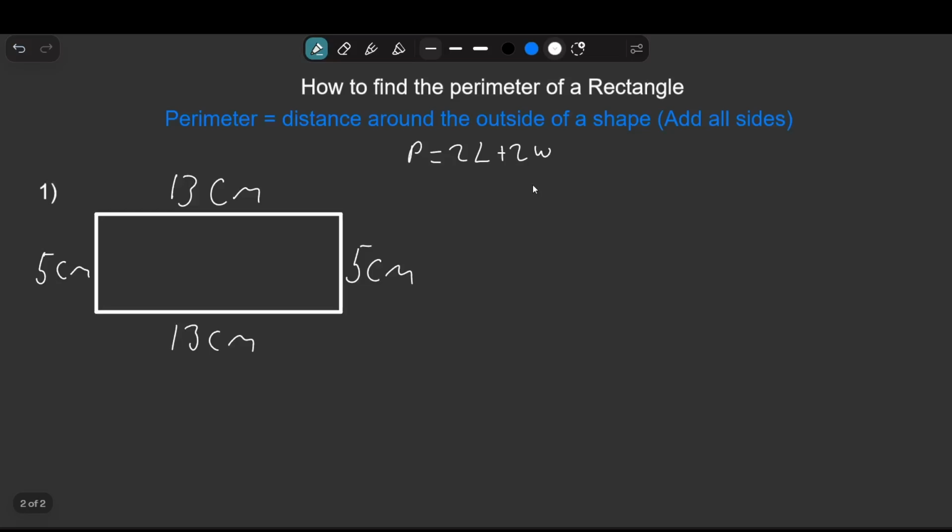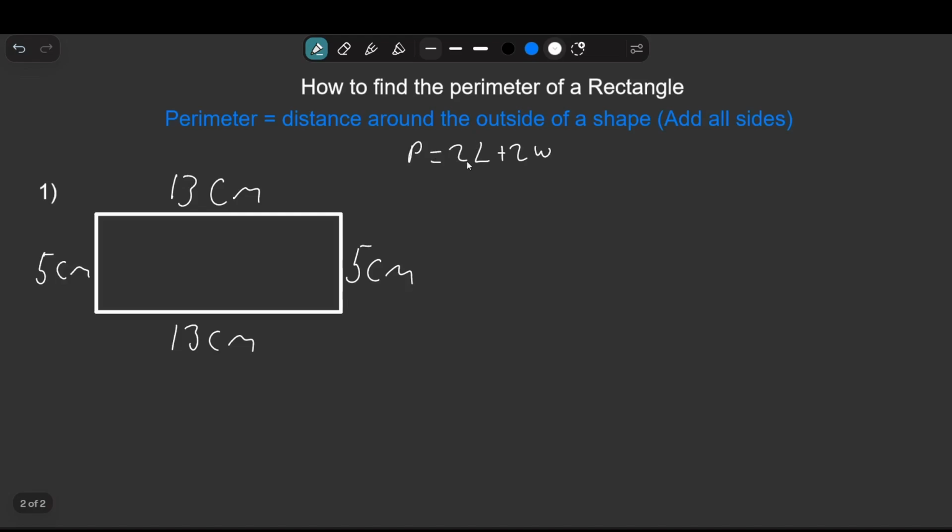In this video I'm going to cover how to find the perimeter of a rectangle. So, the perimeter is essentially the distance around the outside of a shape, where you just add all the side lengths. As you can see here, it's the distance around the outside of a shape. So, this is the perimeter where my mouse is moving. We can do this two ways, or we can use this formula.